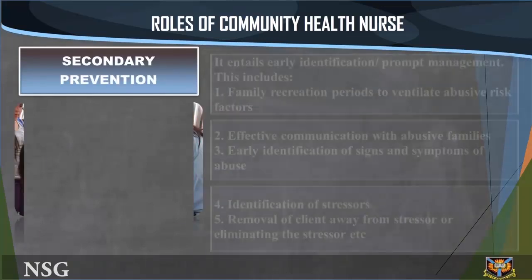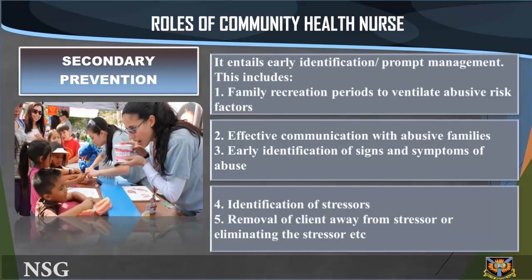2. Secondary prevention. It entails early identification and prompt management. This includes family recreation periods to ventilate abusive risk factors, effective communication with abusive families, early identification of signs and symptoms of abuse, identification of stressors, removal of clients away from stressors or eliminating the stressor, etc.